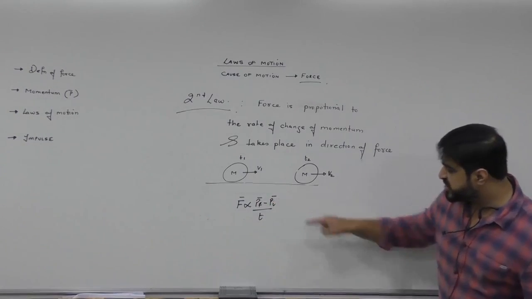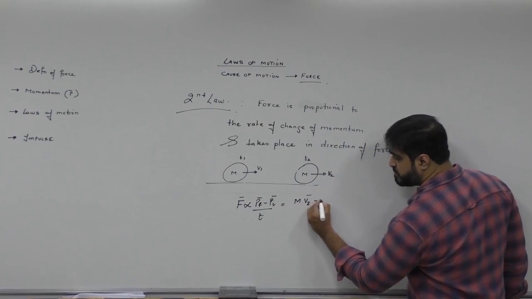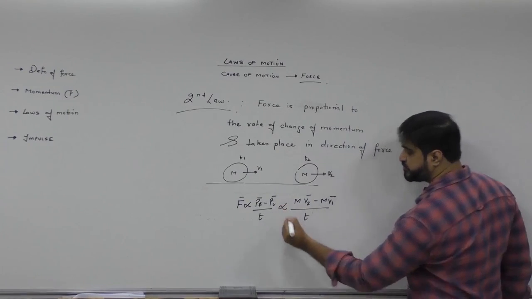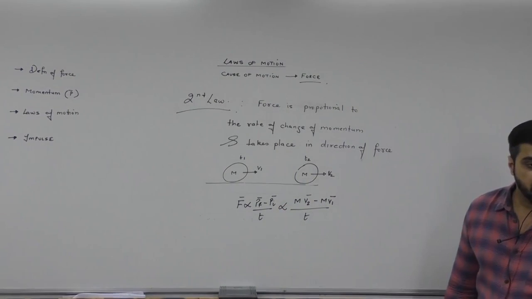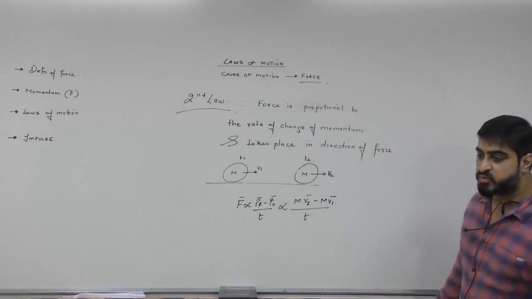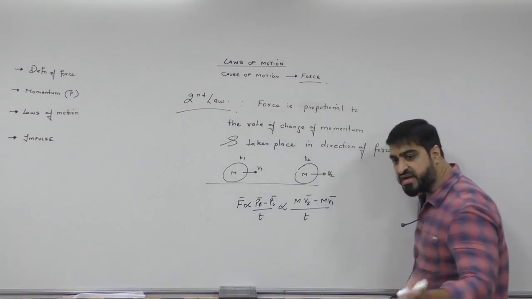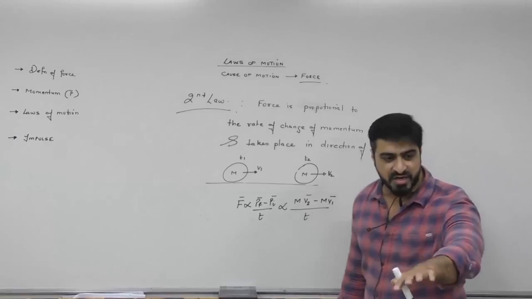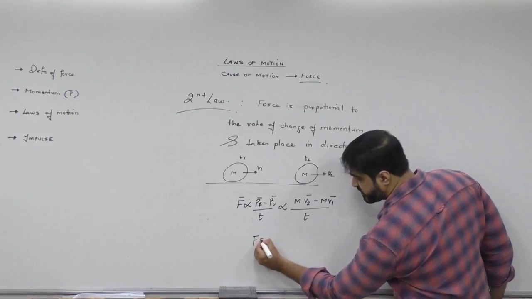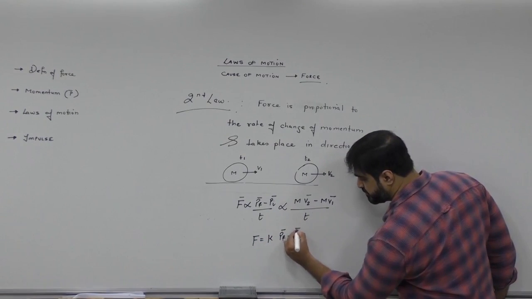This is P final minus P initial. What is P final का formula? M V2 bar minus M V1 bar by time t, and it is proportional to that. Force is defined as change in momentum upon time. And if I remove the proportionality sign, a constant will come whose value is 1. Why is that 1 taken? There is another science behind taking that 1. I will explain in some other lectures. So F will become K times of P final minus P initial by time.